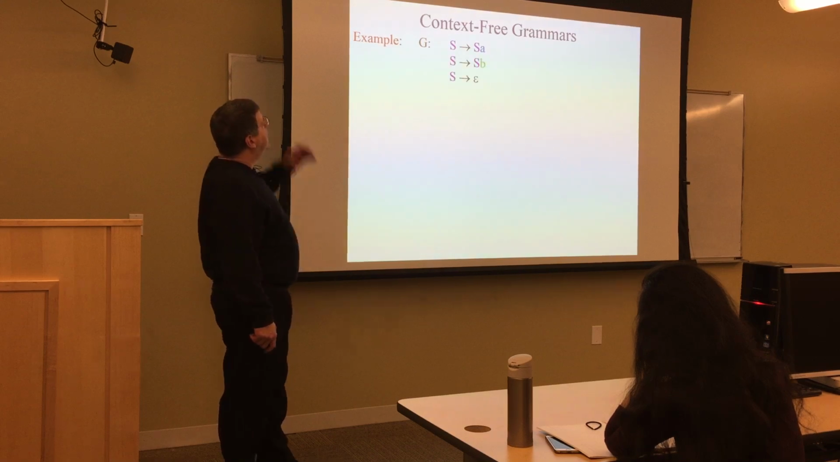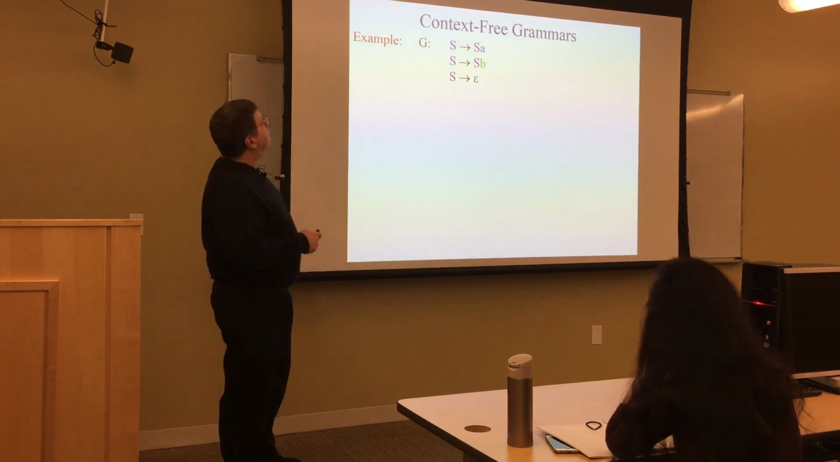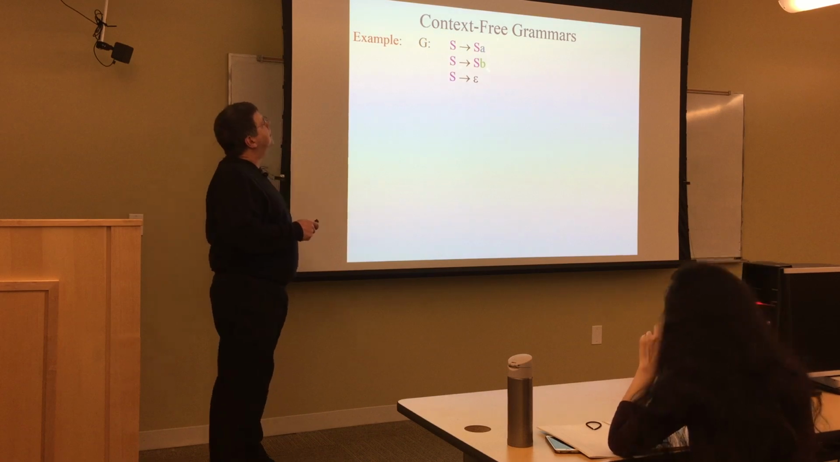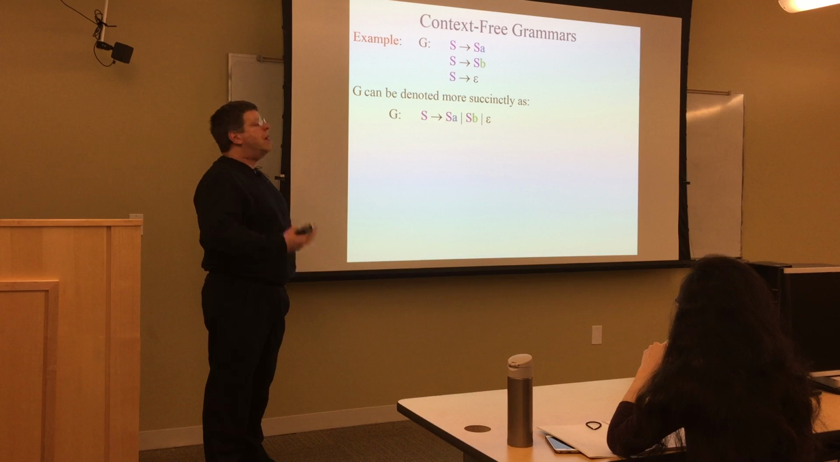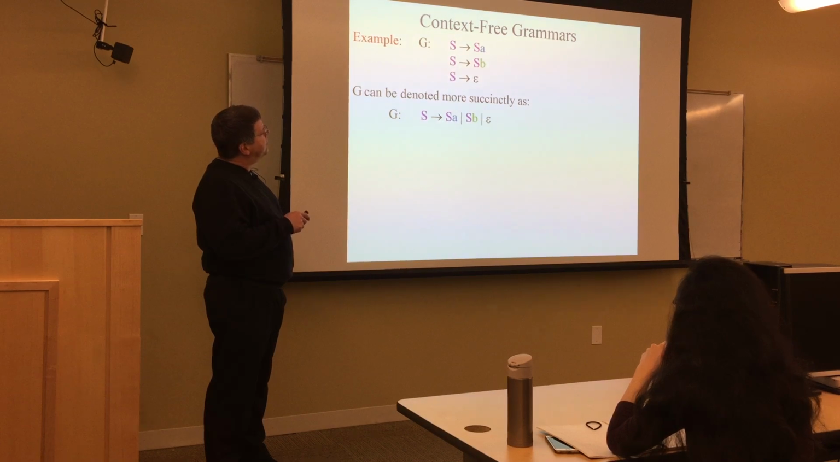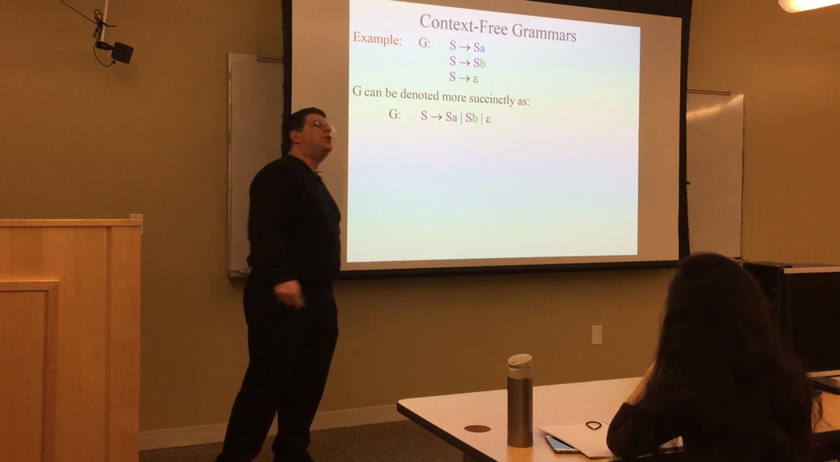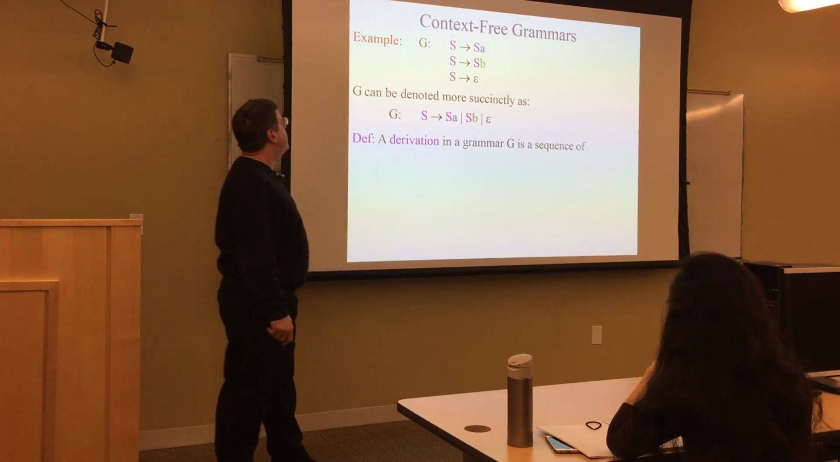So here's some examples. Consider these three production rules: S goes to SA, S goes to SB, or S goes to epsilon. What kind of a language can this grammar produce? Well, first we denote it a little bit more succinctly like this with bars. So if S goes to several different things, we can denote it like that, a little bit more shortly, on the same line.